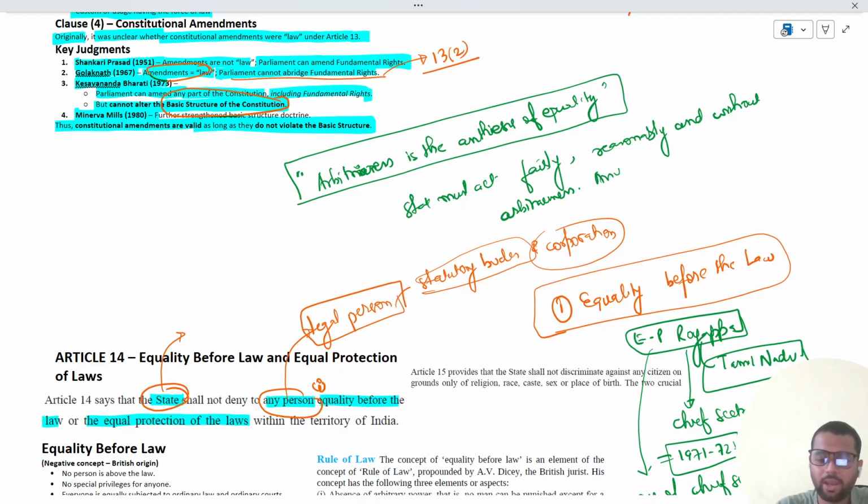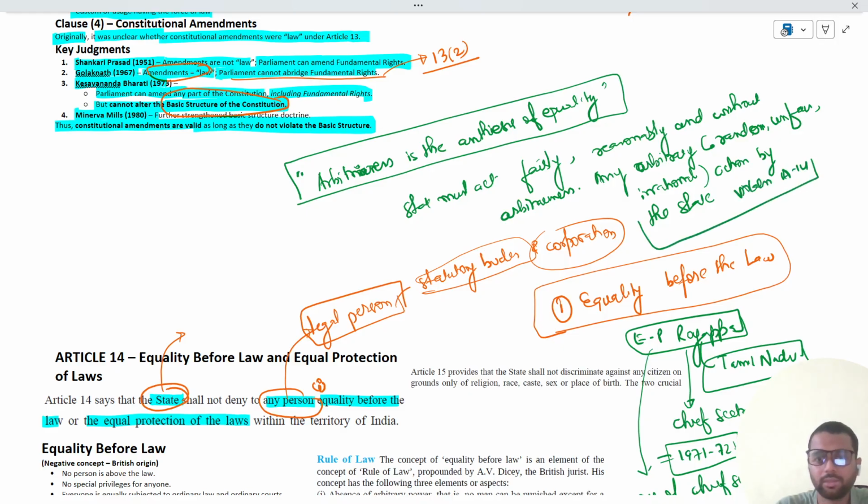Any arbitrary, that is, any random, unfair, or irrational action by the state violates Article 14, that is equality before the law. I hope you are able to read while I'm writing.